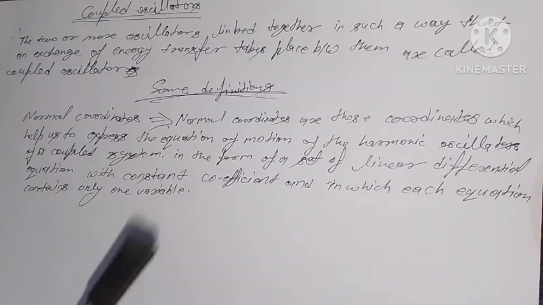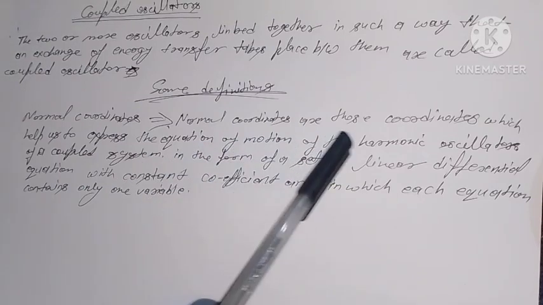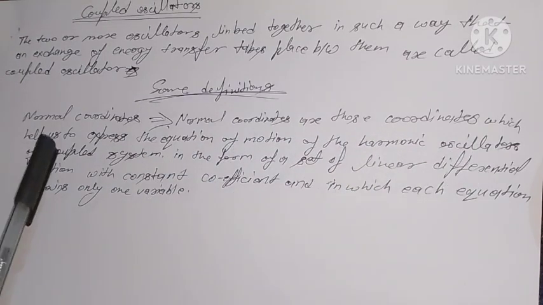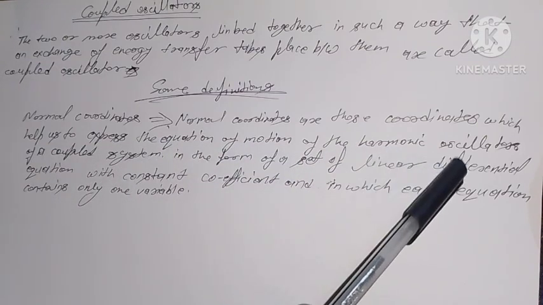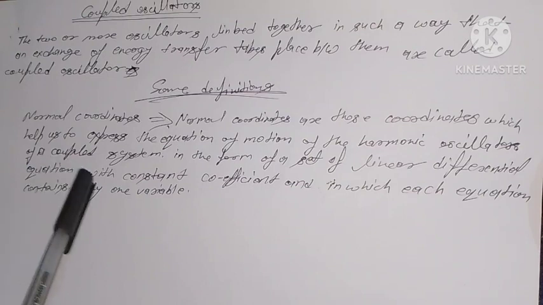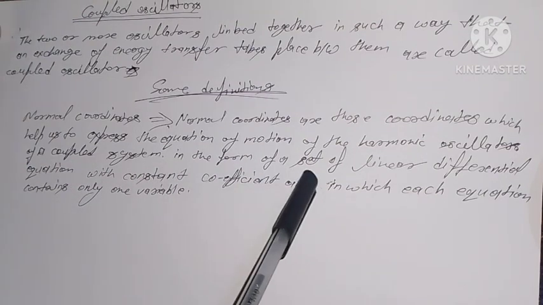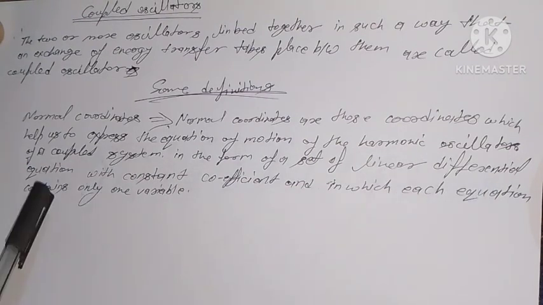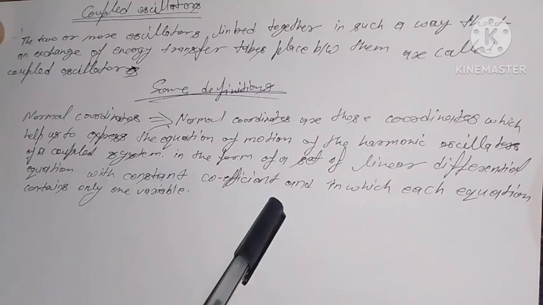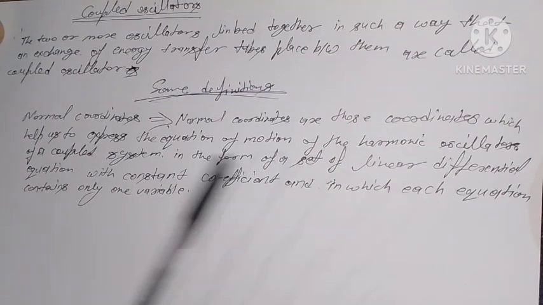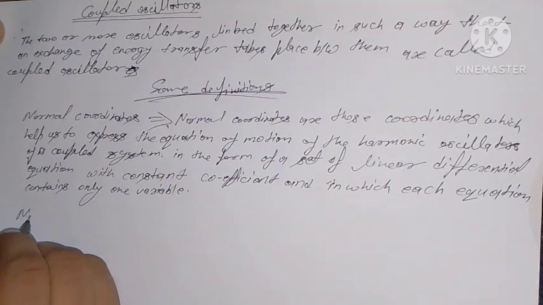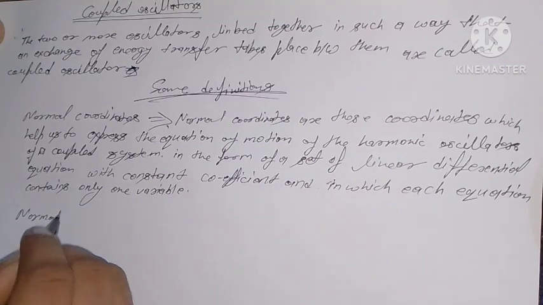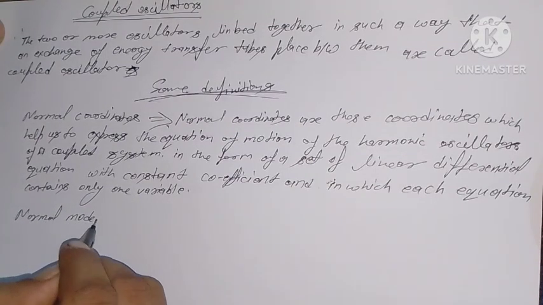Normal coordinates are those coordinates which help us to express the equation of motion of the harmonic oscillators of a coupled system in the form of a set of linear differential equations with constant coefficients and in which each equation contains only one variable. Normal mode of vibration.